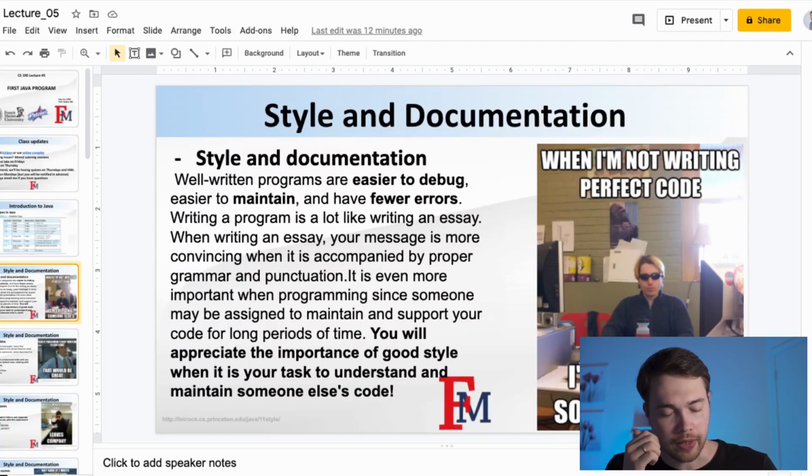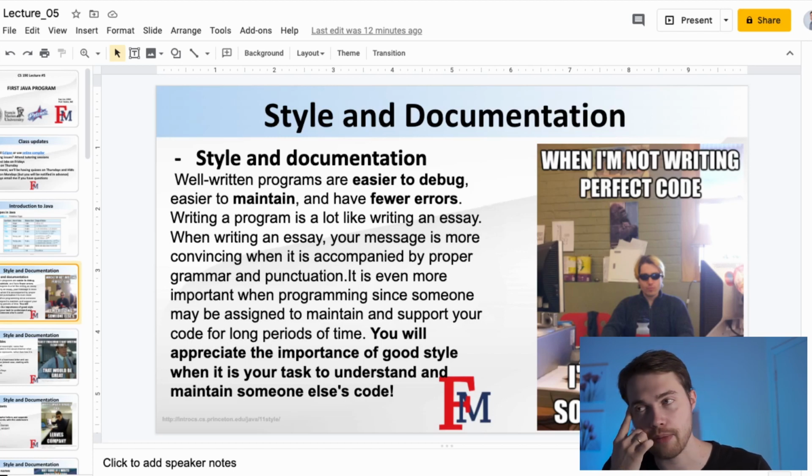Anyway, writing a program is a lot like writing an essay. When writing an essay, your message is more convincing when it's accompanied by proper grammar and punctuation. It is even more important when programming, since someone may be assigned to maintain and support your code for long periods of time. And here's the practical rule, how it really works normally. You will appreciate the importance of good style when it is your task to understand and maintain somebody else's code.